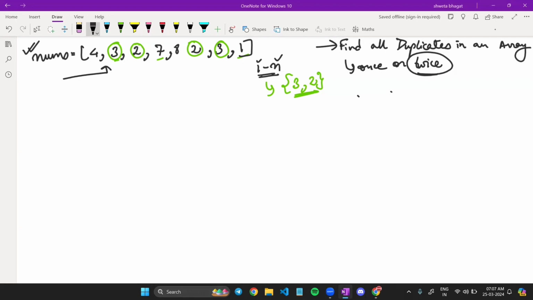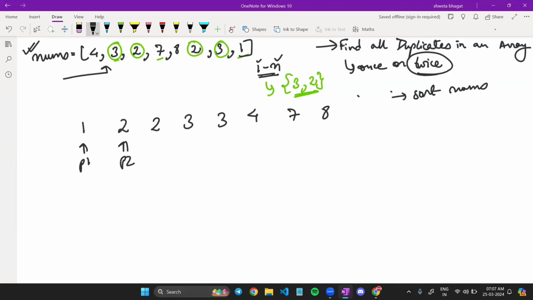So what we can do is we can sort this nums. If we sort this nums, we'll get 1, 2, 2, 3, 3, 4, 7, 8. And what we can do is take 2 pointers, P1 and P2. First of all, we sorted this nums. After that, we are taking 2 pointers P1 and P2.